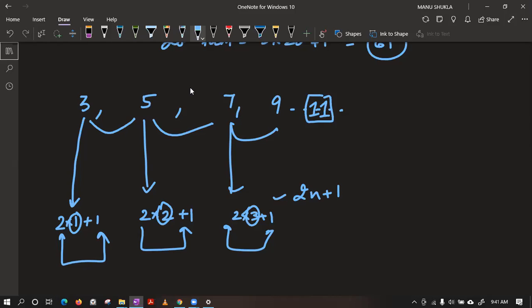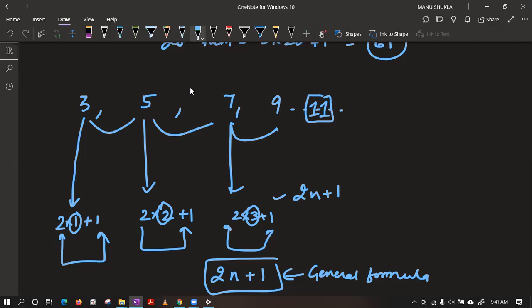Yes, sir, we should do that also. Yes, so we can say it. The general formula is 2n plus 1. This is the general formula for this given expression, you put the value of n and you will get the answer.